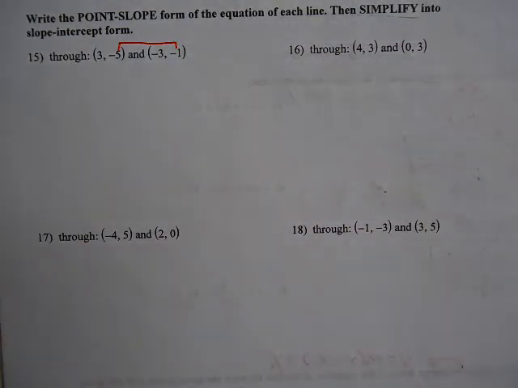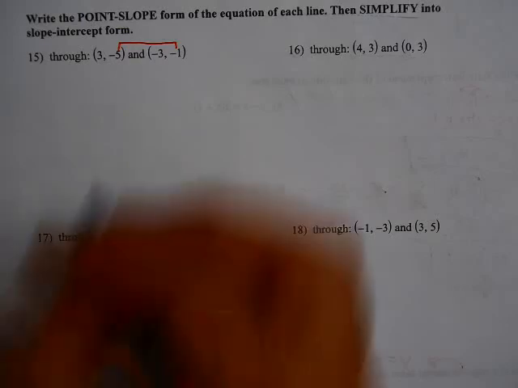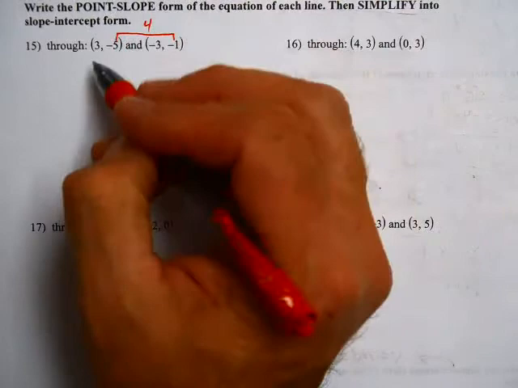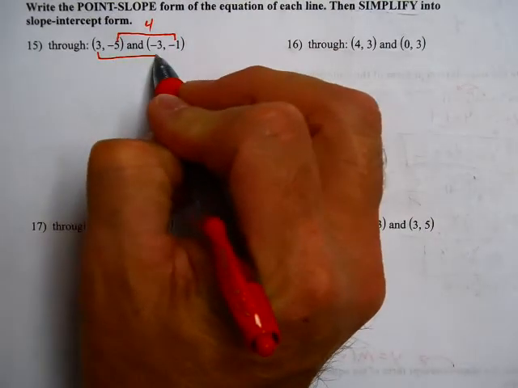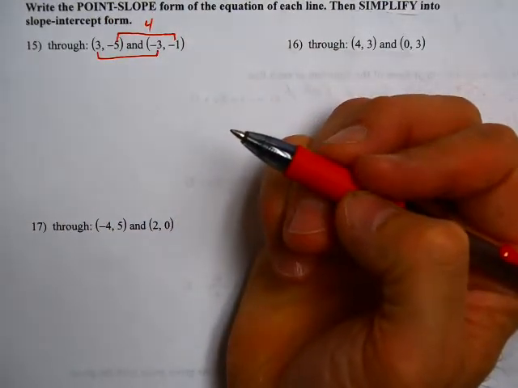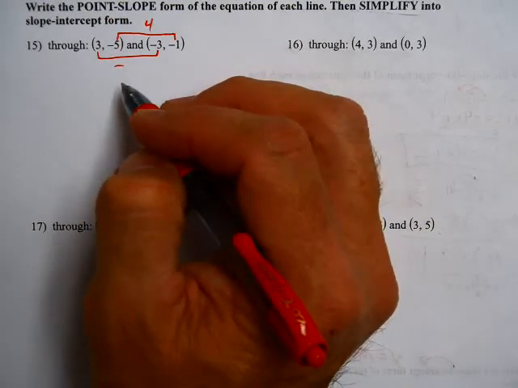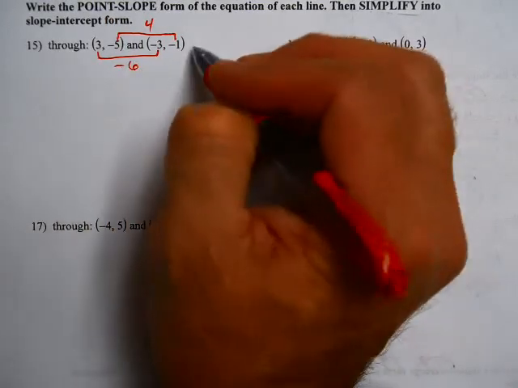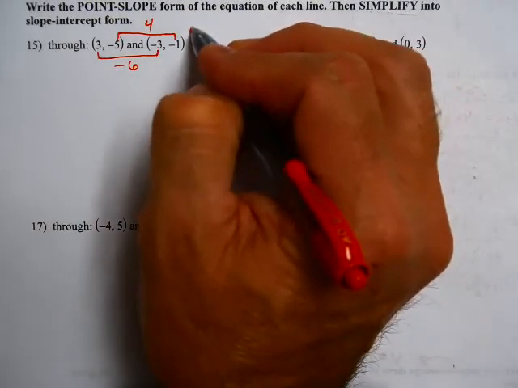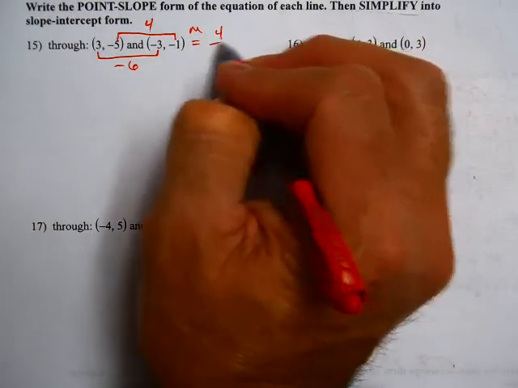So on a number line, going from -5 to -1, is that positive or negative? That's positive, right? We're getting bigger. And how much bigger? 4. Yeah. So this is 4. And I'm going from 3 to -3. Is that positive or negative? Negative. And how much? 6. Good. So my slope, my m, is 4 over -6.